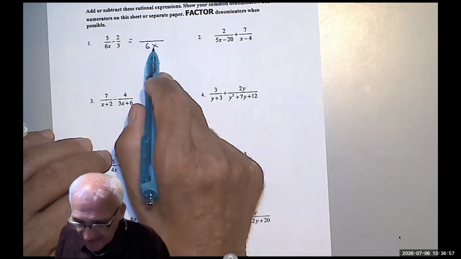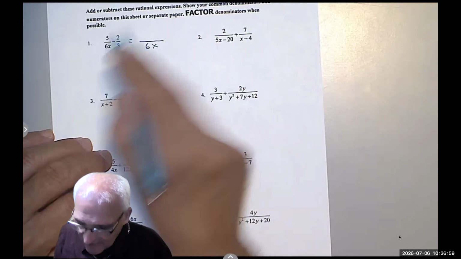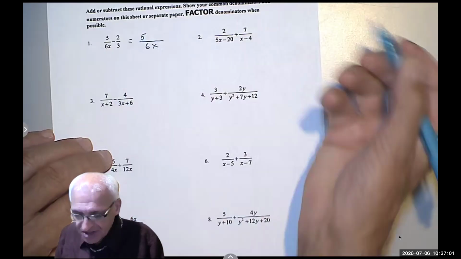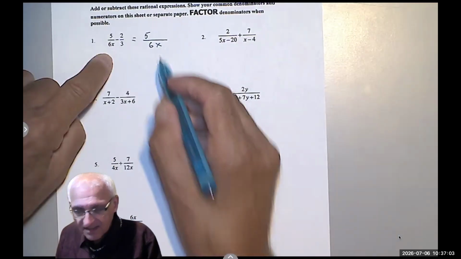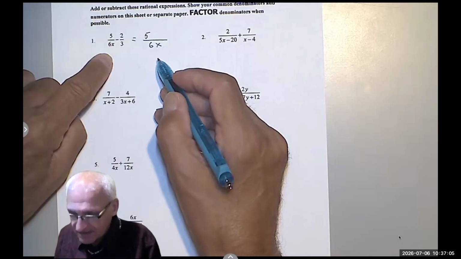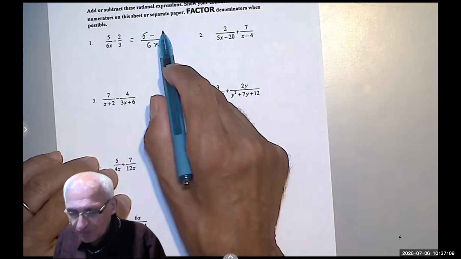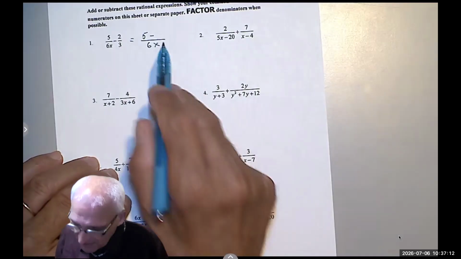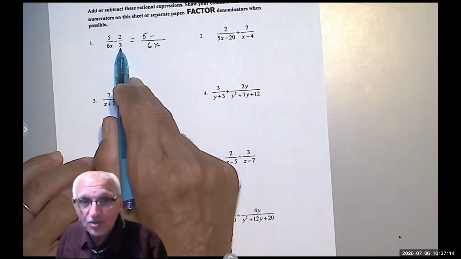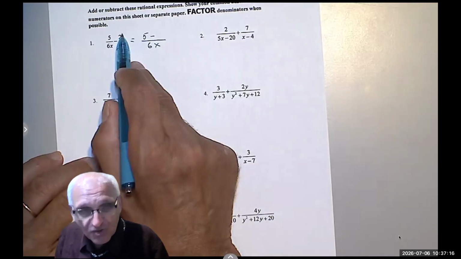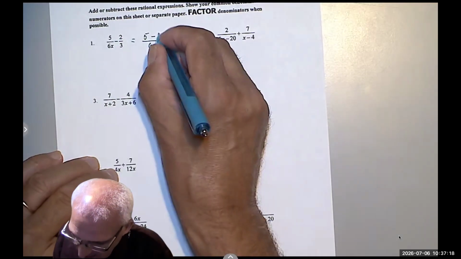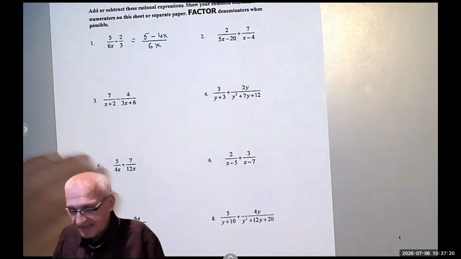If I divide 6x by 6x, I get 1 times 5 is 5. Of course, that doesn't change because it was 5 over 6x. It stays 5 over 6x. Minus 2 over 3 is how much over 6x? You divide 6x by 3, you get 2x. And 2x times 2 is 4x. And you get that. And that is the answer.